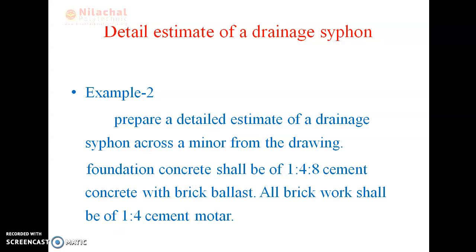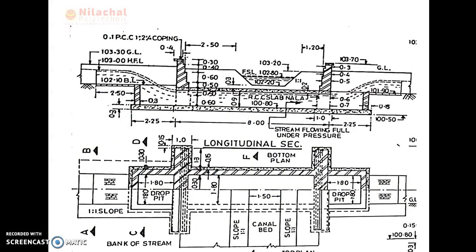Here is the diagram, the plan of the total siphon. In the plan, the siphon consists of 2 drop pits, 2 wing walls and 1 siphon top. Here the drainage is provided on both sides. This is the longitudinal section of the siphon. Here the wing wall cross section is shown. This is the ground position, and this is the bed of the drop pit.